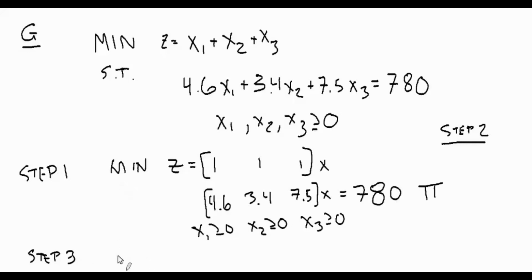Step 3 is creating the dual objective function. Well, since we have a min, our dual will be a max. Let's say v is equal to, and then the objective function is the right-hand side times the dual. So that's 780 times pi. Notice that in the pseudo-matrix form, pi is written beside 780. It's not 780 times pi there. In the pseudo-matrix form, we just write the dual off to the side. But in the objective function, step 3, it actually is 780 times pi.